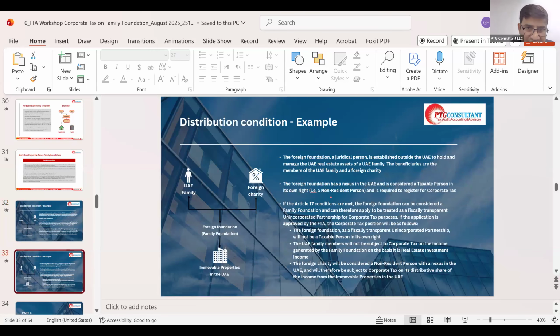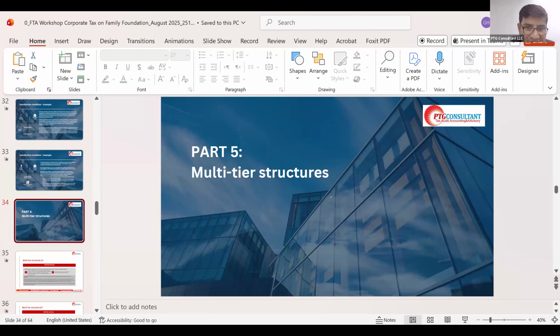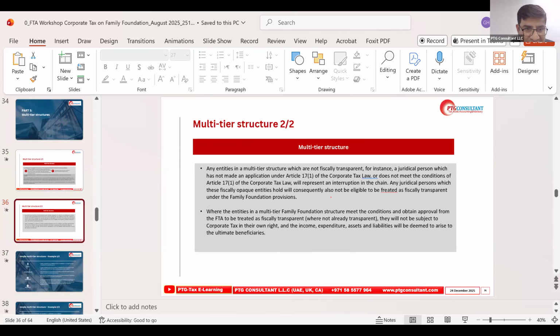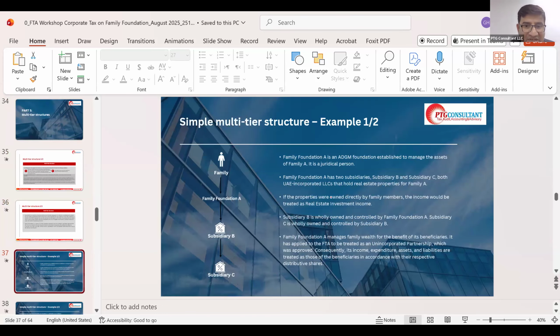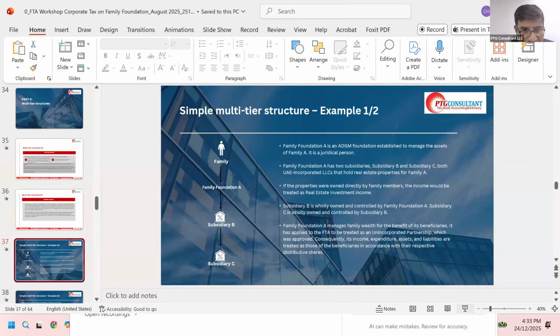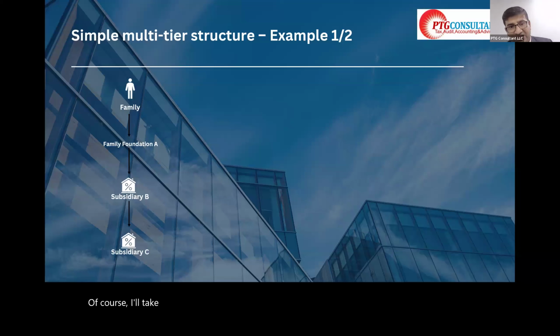Again, there is a multi-tier structure. We saw the example, but here I will quickly cover the multi-tier structure because our time is up to 5 o'clock. Of course, I'll take your feedback also if required. So we'll cover the theoretical aspect as well.